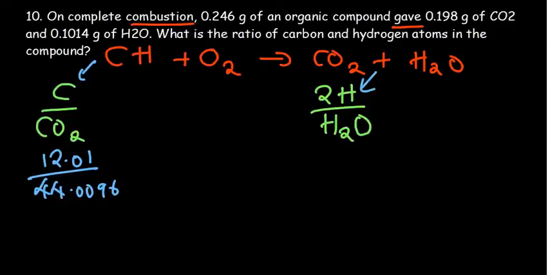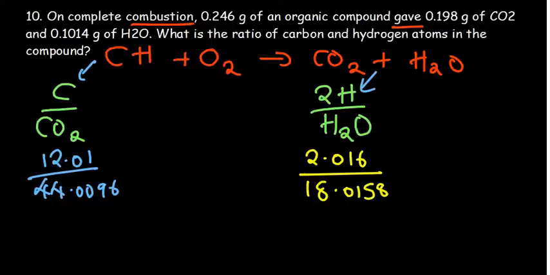All the same, the other side for hydrogen, we expect to have 1.008 times 2. So 1.008 times 2, we have 2.016. On the bottom, the 2.016 plus the 15.998 of the oxygen. So we have 18.0158. So these are the ratios. Now we'll multiply against the given mass.